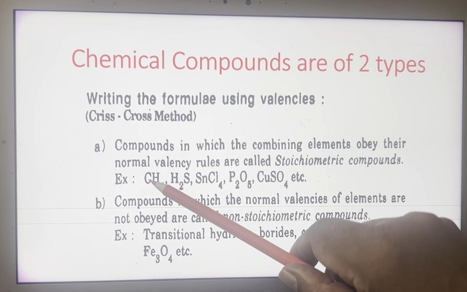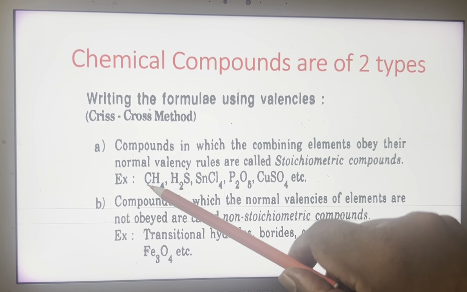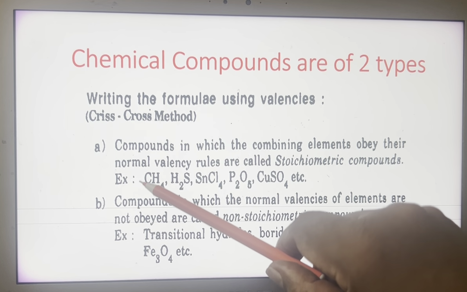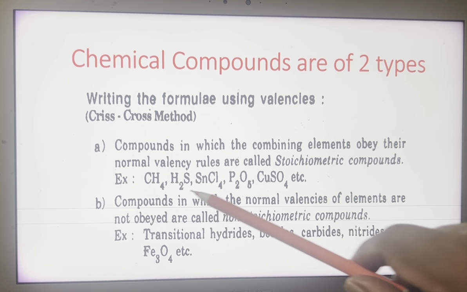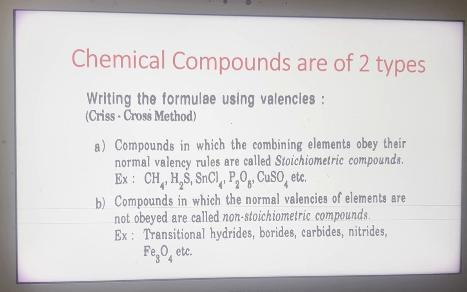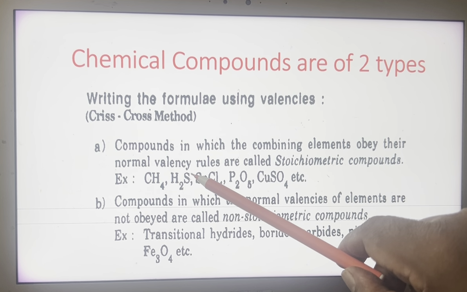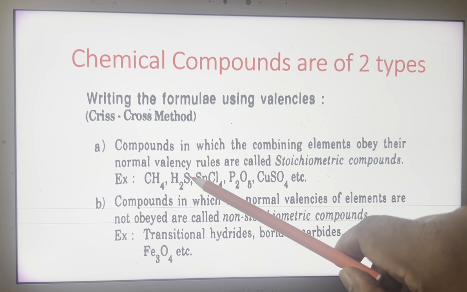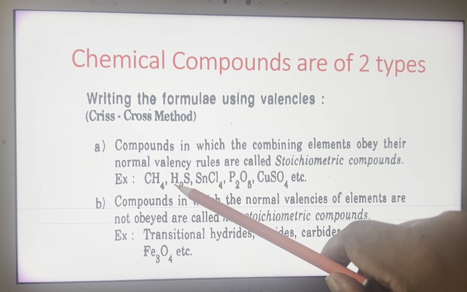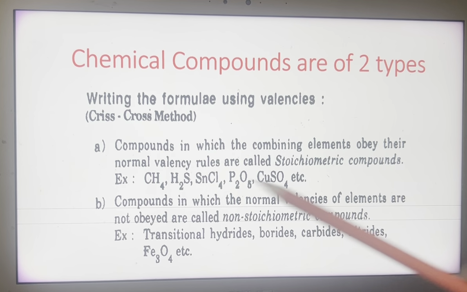Carbon has 4 valency, hydrogen has 1 valency. To saturate the tetravalence of carbon, 4 univalent hydrogen atoms are required. So its formula is CH4. Similarly, another example: sulfur has 2 valency. Bivalent sulfur can form bonds with 2 hydrogen atoms, so it gives the formula H2S, the compound hydrogen sulfide.